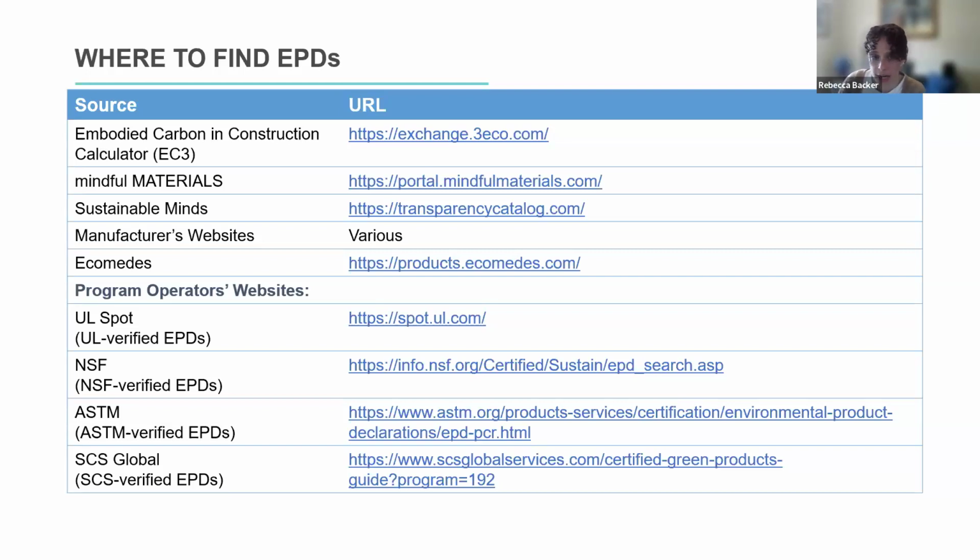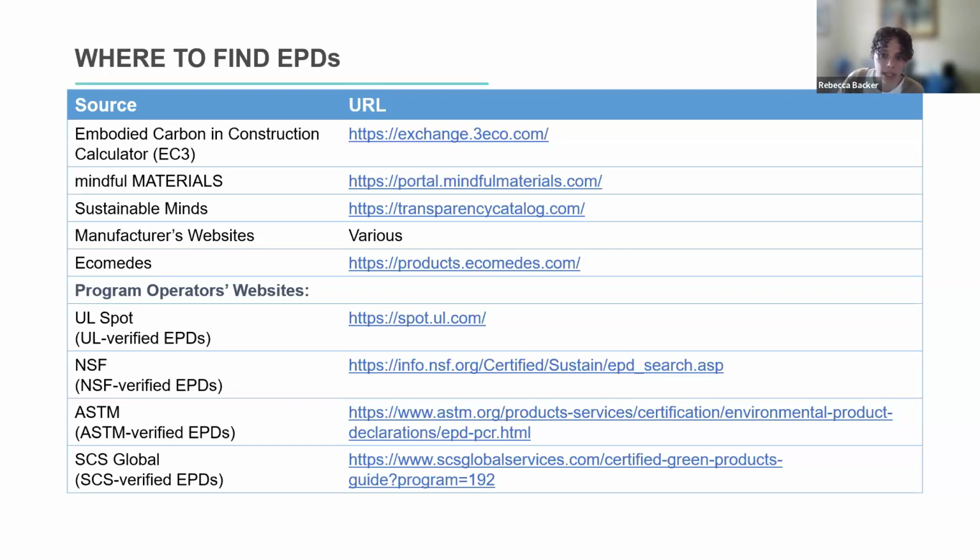Other databases that I'd recommend you all check out include things like Mindful Materials, Ecomedes, and Sustainable Minds. So these are third-party manufacturer-agnostic sustainability transparency catalogs, essentially. They're going to list more than just EPDs. So if products have things like a health product declaration or Declare label, they'll be listed here. But these platforms are trying to consolidate all products that have at least one sustainability attribute into one place. So building project teams can peruse them and select products that have EPDs and maybe have EPDs plus.